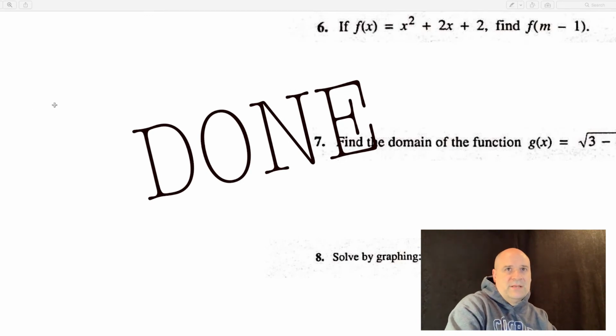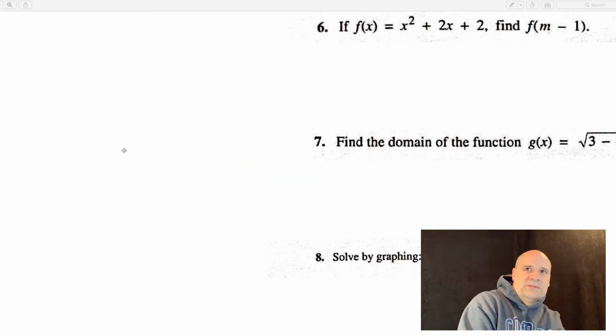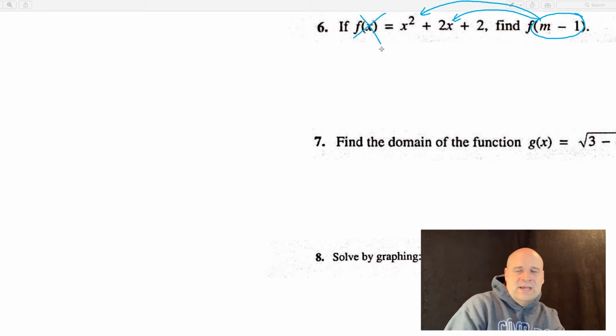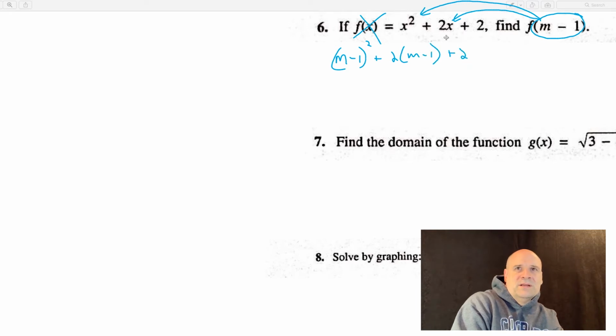All right, number 6. If f of x equals x squared plus 2x plus 2, find f of m minus 1. So all you're doing is plugging this in for x, okay? It's going there and it's going there. So let's just ignore that because that's going to be confusing. So all we're doing is plugging it in. So (m minus 1) squared plus 2 times (m minus 1) plus 2. See how we did that? So that x is right there, and this x is right there.